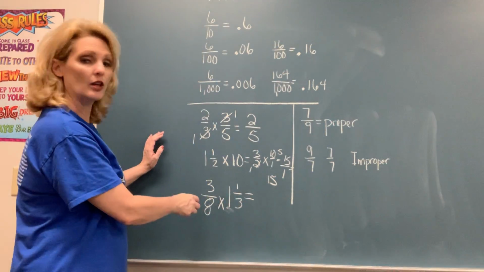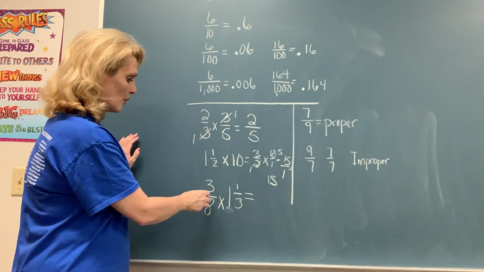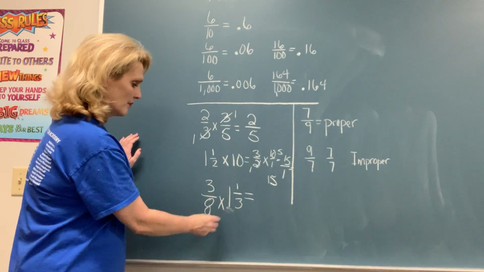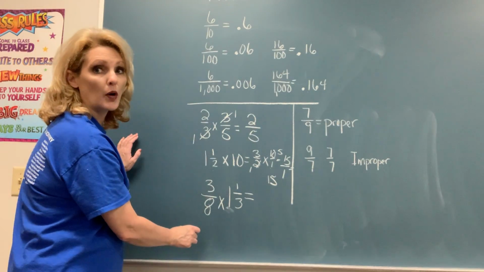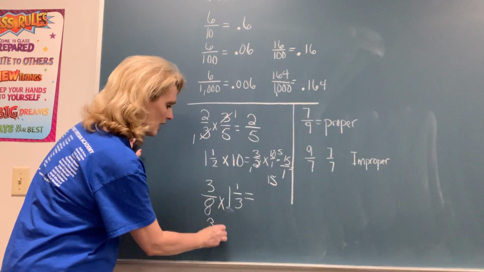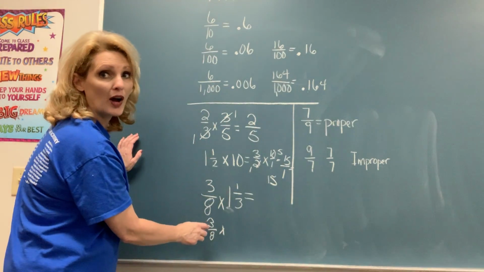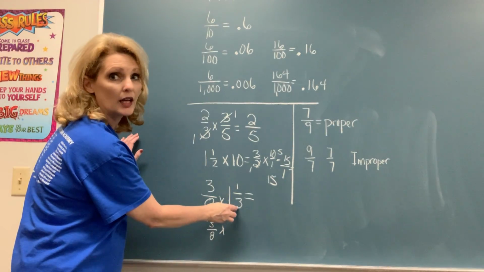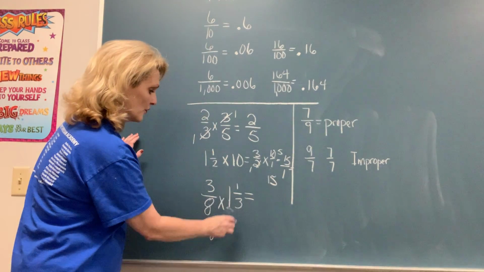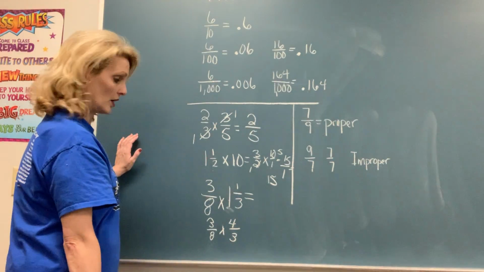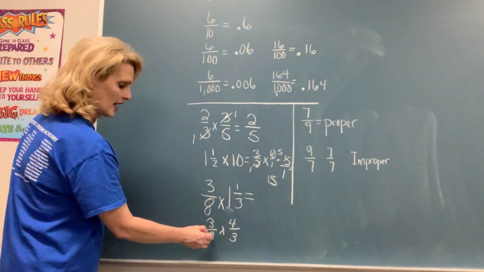Okay, so let's do another one. So we have a fraction here multiplied by a mixed number. So let's finish this problem out. So 3/8 times, multiply the bottom and add the top. So we'll say 1 times 3 is 3, plus 1 is 4. So we have 4 over 3. Okay? Now, let's see if we can cancel out.